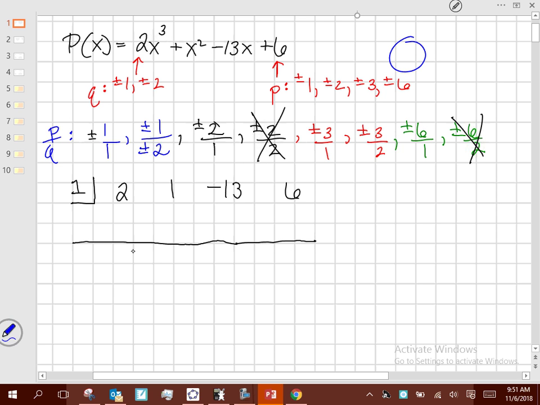If I bring my 2 down, and I multiply by 1, so that's 2 here, get my 3, multiply by 1, gives me 3 here, gives me what, negative 10. Negative 10 gives me negative 4. Okay? Is that a 0? No. Okay? So 1 does not work. Now I try the next one.